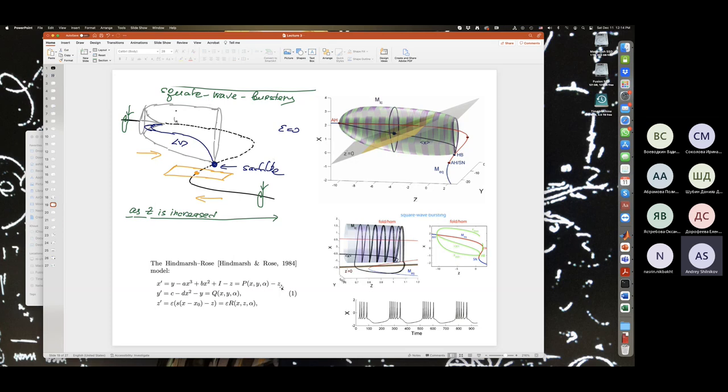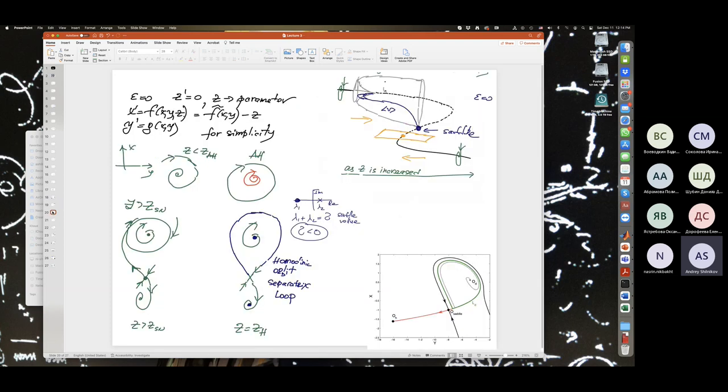Again, I don't need this equation. Hindmarsh-Rose is just another illustration of this phenomenological scenario that begins with the Andronov-Hopf bifurcation, whether it's subcritical or supercritical, but that surface terminates through the homoclinic bifurcation in the fast subsystem. As a result, you're going to get what's called square wave bursters.